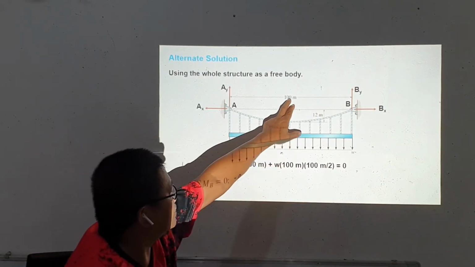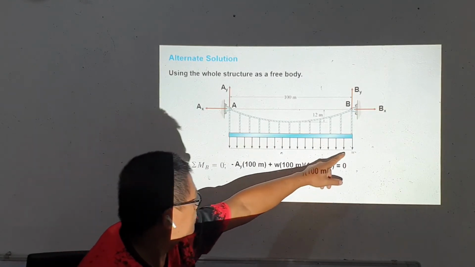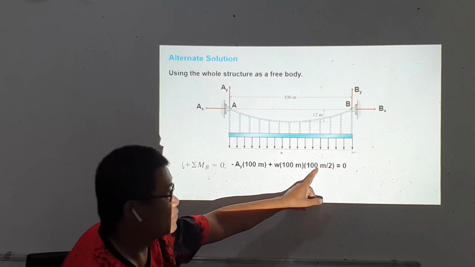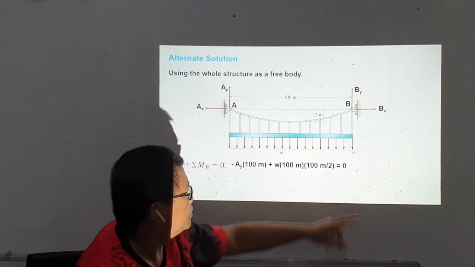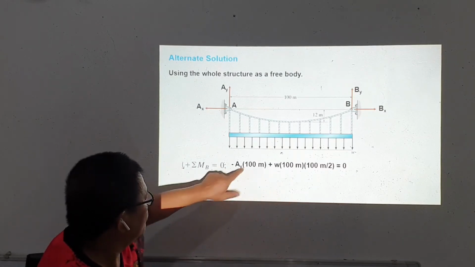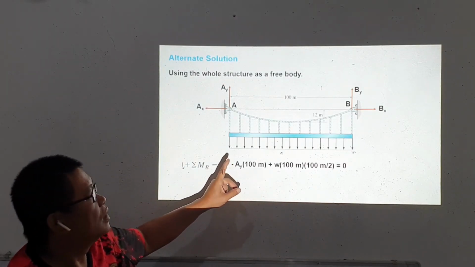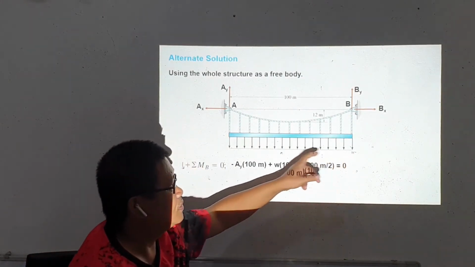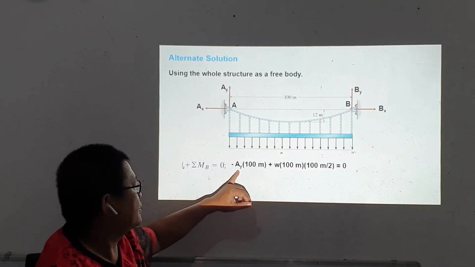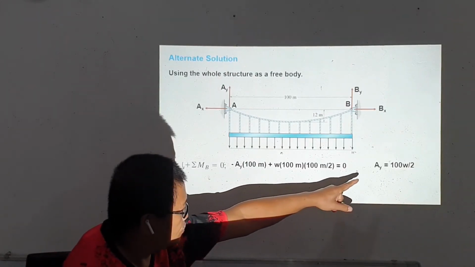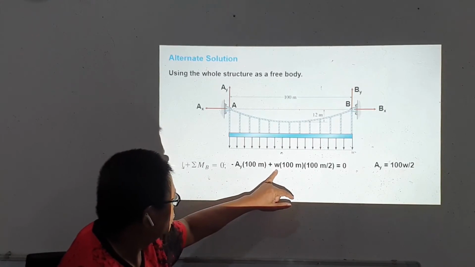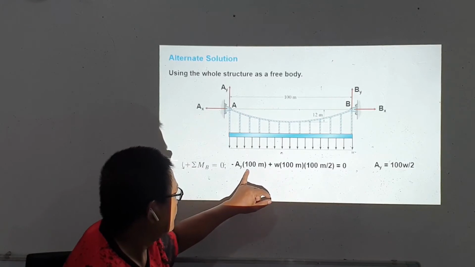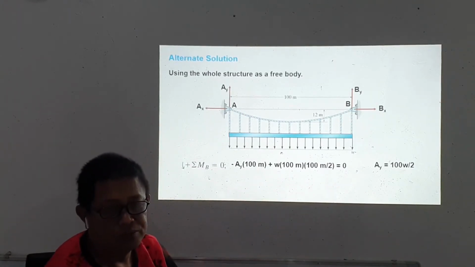Its moment arm is 100 meters from joint B, and then we have W distributed in a span of 100, and its moment arm is the distance from the center to point B, 1/2 of the span. So there's only one unknown here. EY could be expressed in W because the main unknown value is W, the distributed load. So we express EY in terms of W: 100 W over 2.